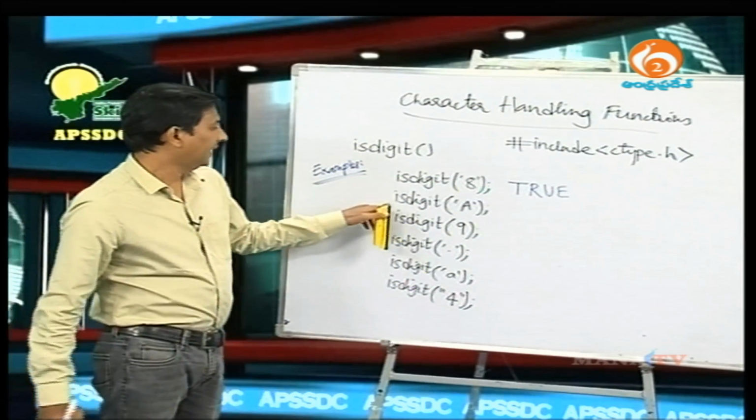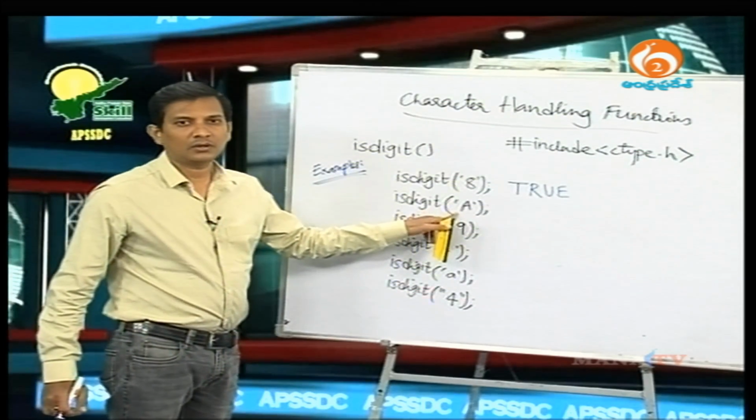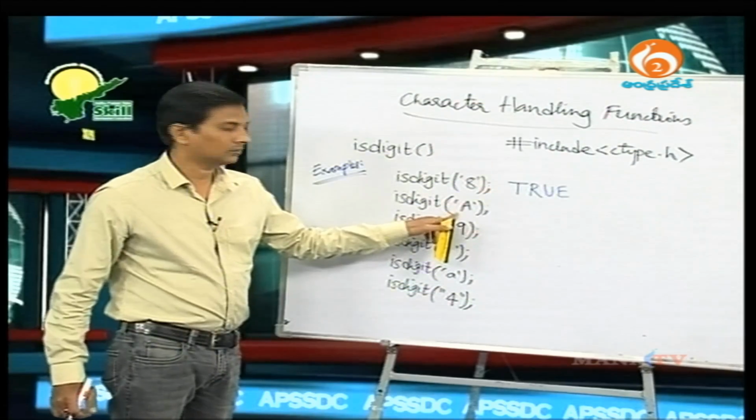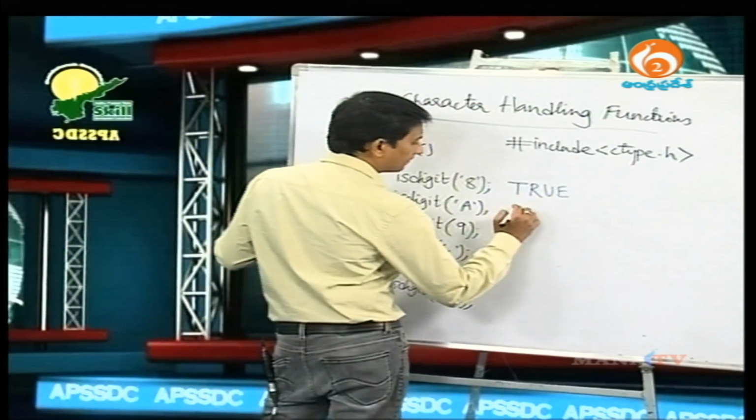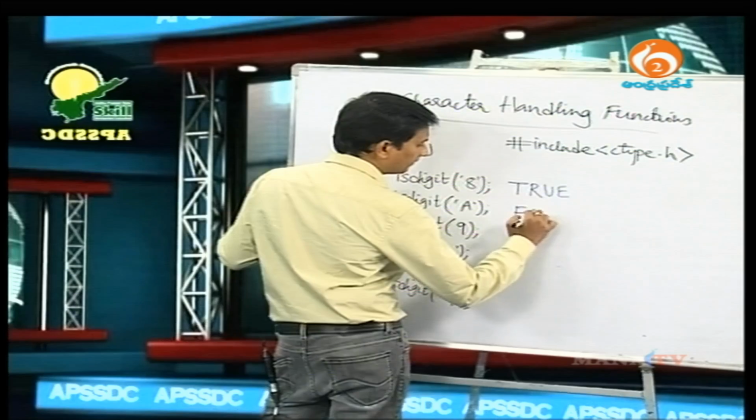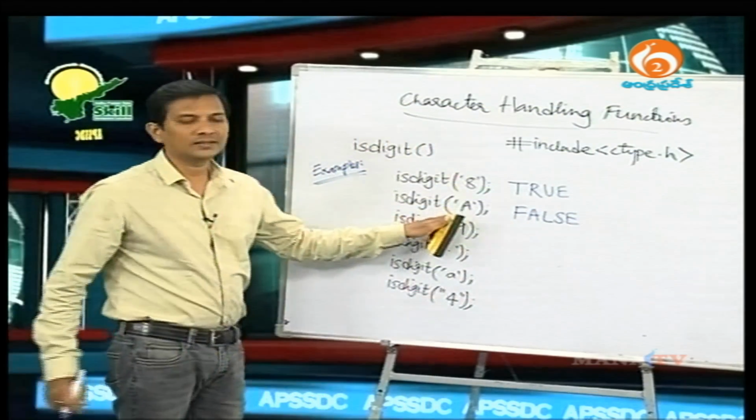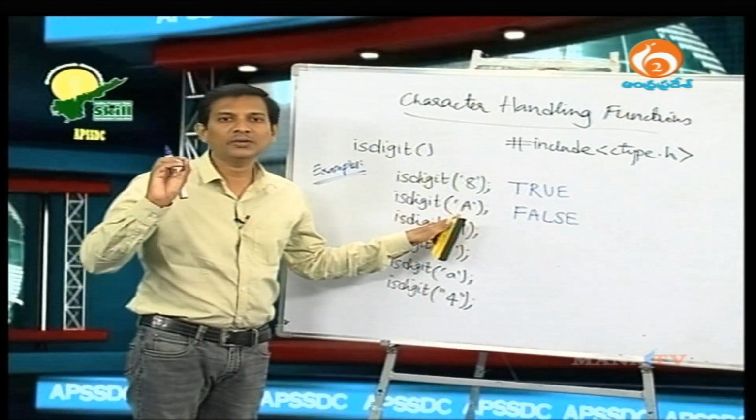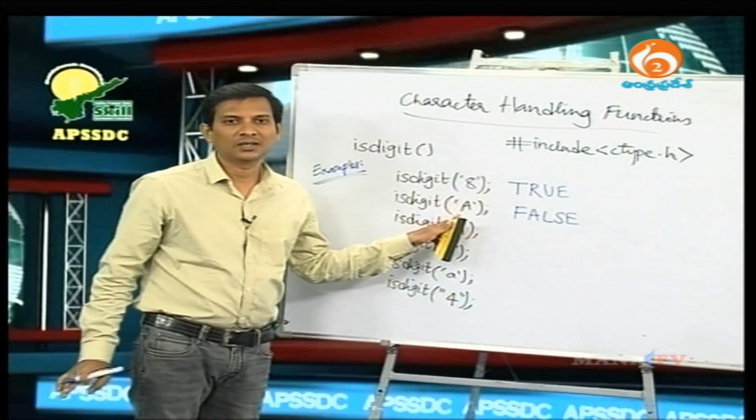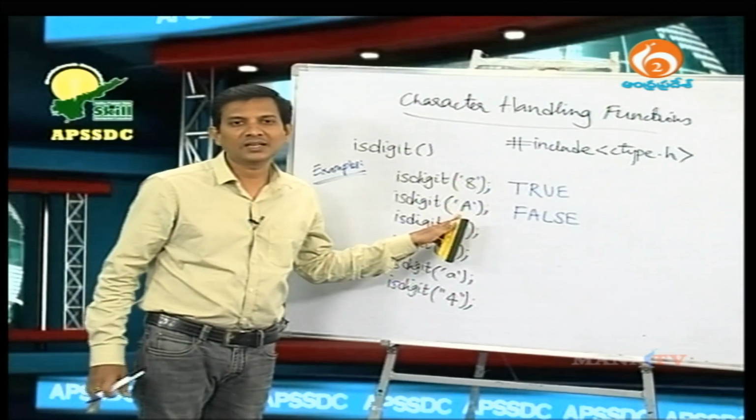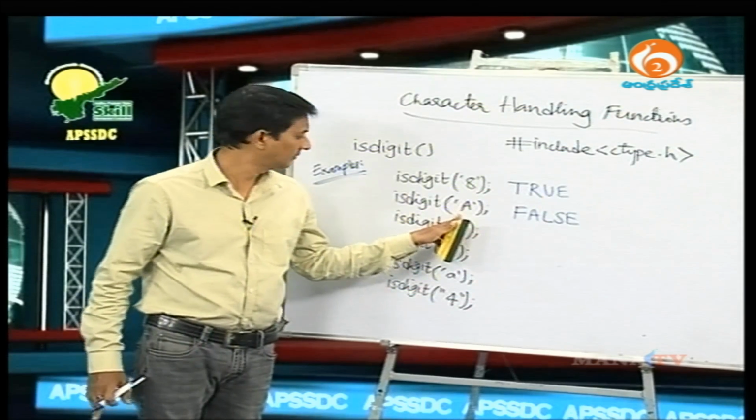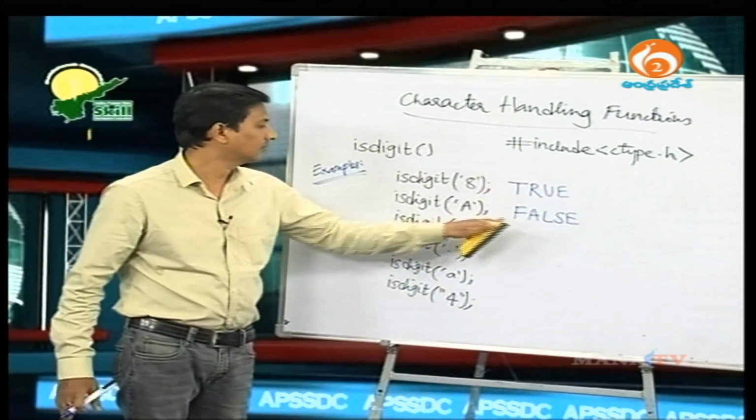Next, is digit of A, which is false, because it is not a digit. Now we are checking only whether it is digit or not. If it is digit, it returns true, false otherwise. So here capital A is false.